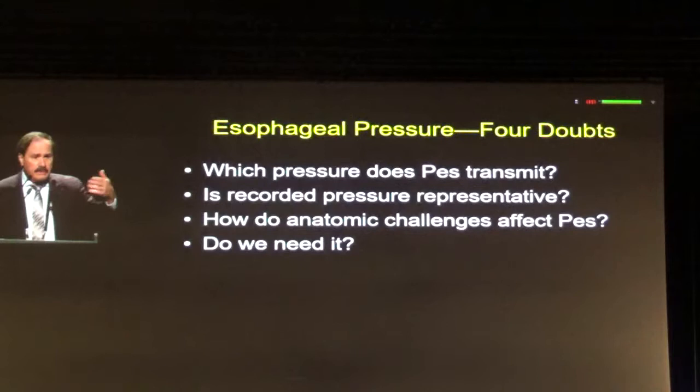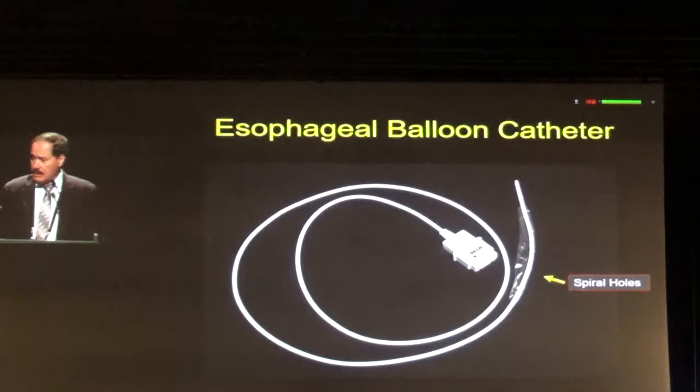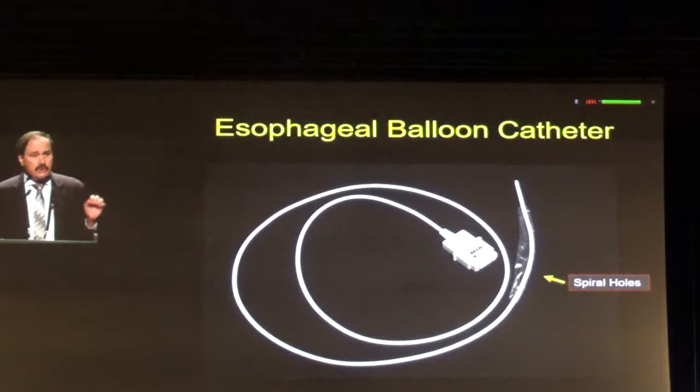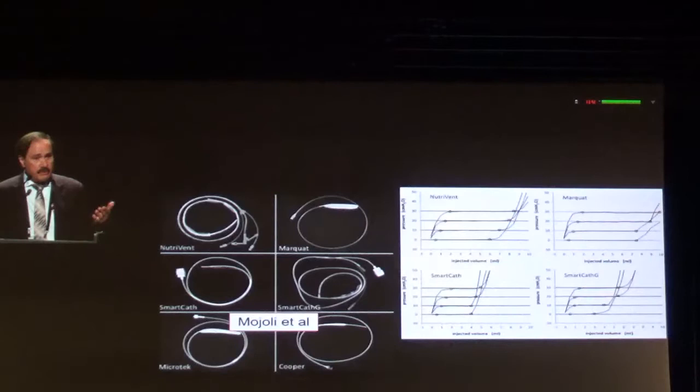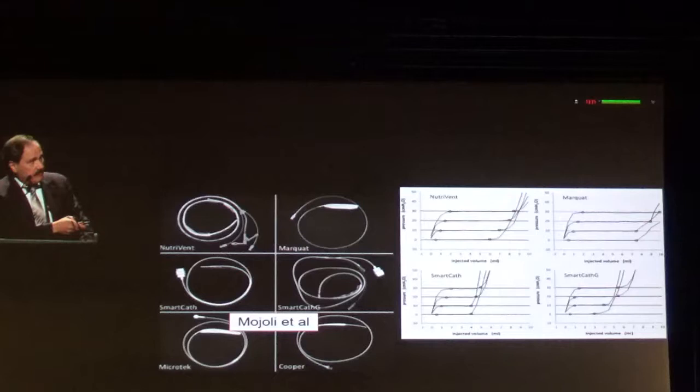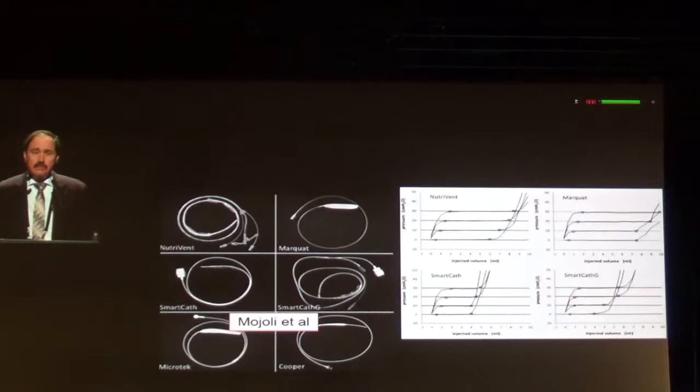Which pressure does the esophageal pressure transmit? It is a 10 centimeter long flaccid balloon, partially filled, with spiral holes. And there are a number of them out there of different characteristics, but they all have fairly flat filling characteristics. So they're relatively tolerant to how much gas is put into the esophageal balloon.